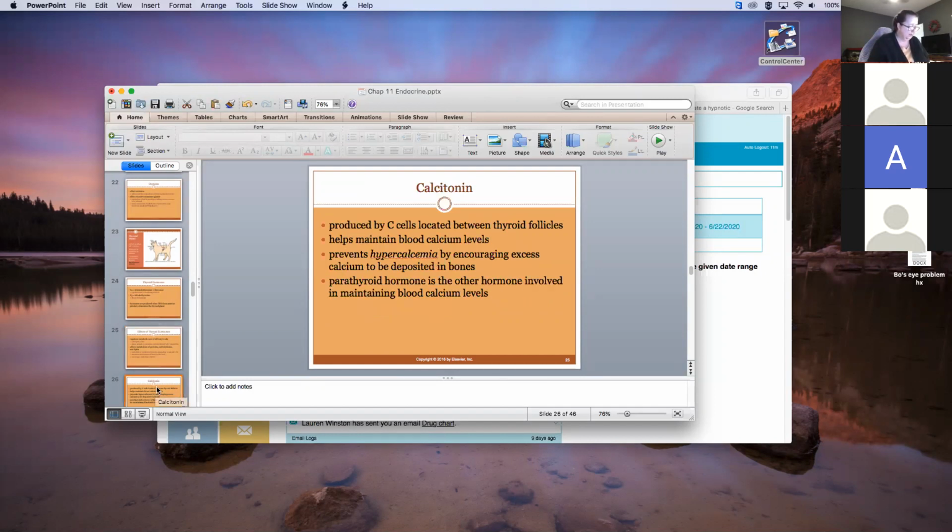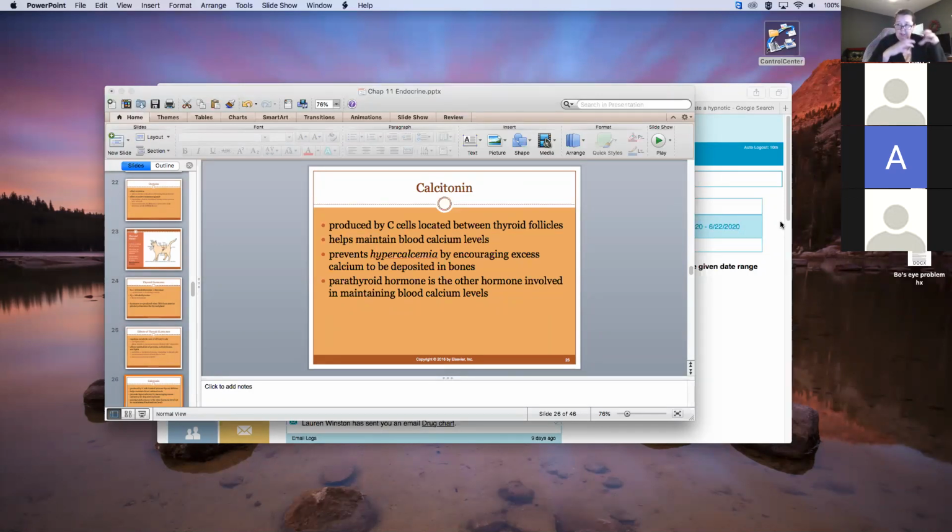Now the other thing, and I don't know why I didn't have this on here. Let me add one hormone here. Calcitonin. Calcitonin. Now, this is where people get also confused on the test.